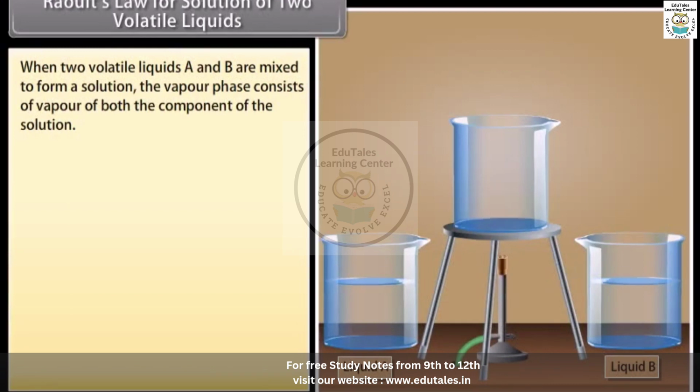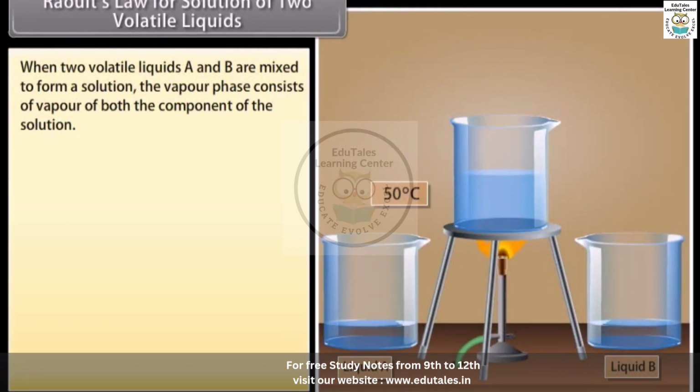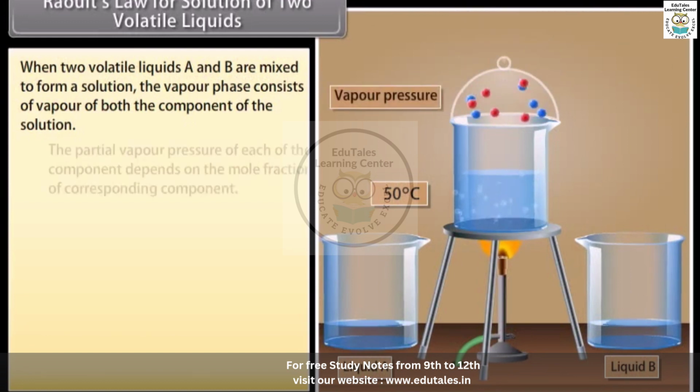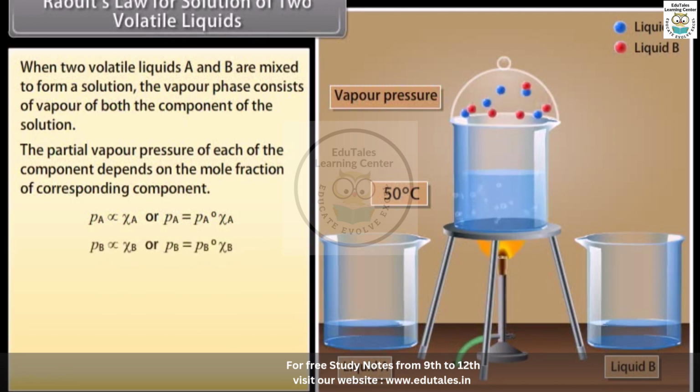Raoult's law for solution of two volatile liquids. When two volatile liquids A and B are mixed to form a solution, the vapor phase consists of vapor of both the components of the solution. The partial vapor pressure of each of the component depends on the mole fraction of corresponding component. PA is equal to PA naught into XA, and PB is equal to PB naught into XB.